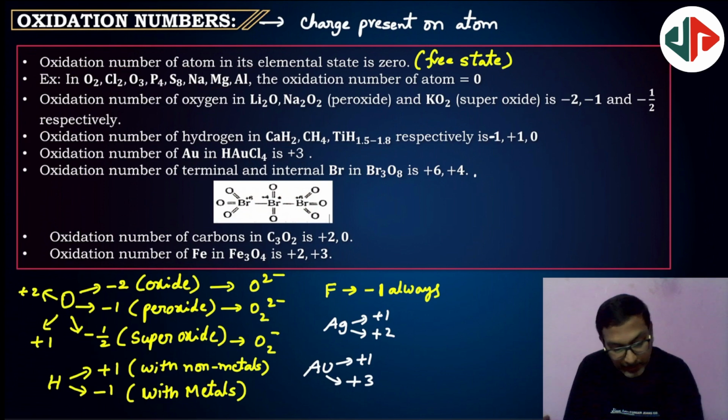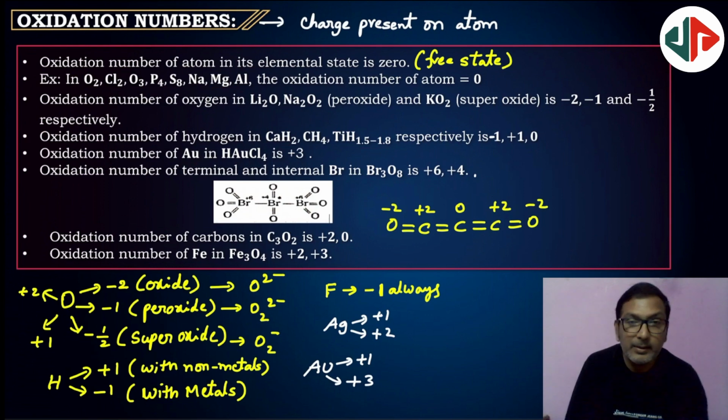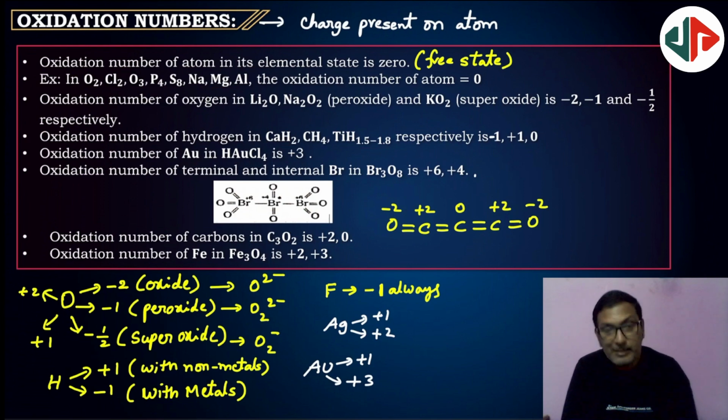Next, the oxidation state of carbon in carbon suboxide, C3O2. Here -2 and here +2, -2, +2, and here 0. So the middle carbon is 0 and the terminal carbons are +2. Carbon suboxide.